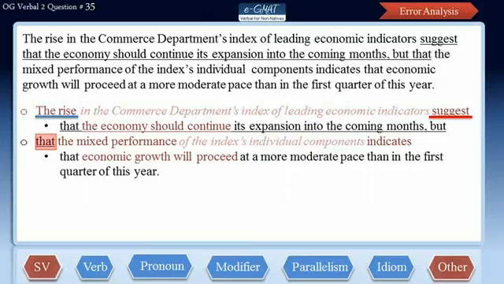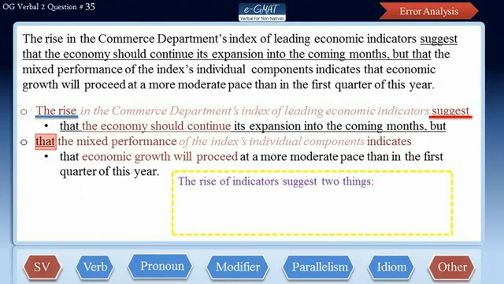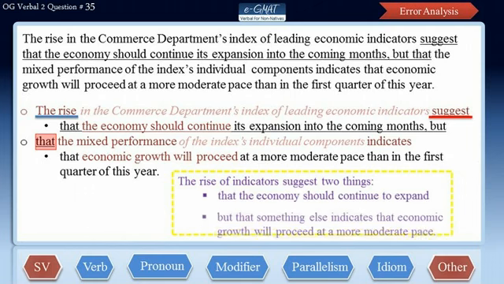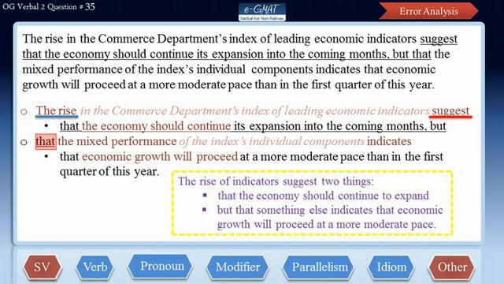Now it appears that rise of indicators suggest two things. Firstly, that the economy should continue to expand, and secondly, but that something else indicates that economic growth will proceed at a more moderate pace. Now this is an illogical list and definitely not the logical intended meaning of the sentence. So we certainly have a parallelism issue also in this sentence. Notice that removal of that in the beginning of the third clause will result in the correct logical list structure. So these are the errors in the sentence, and let's run the POE to find out what's the correct answer.